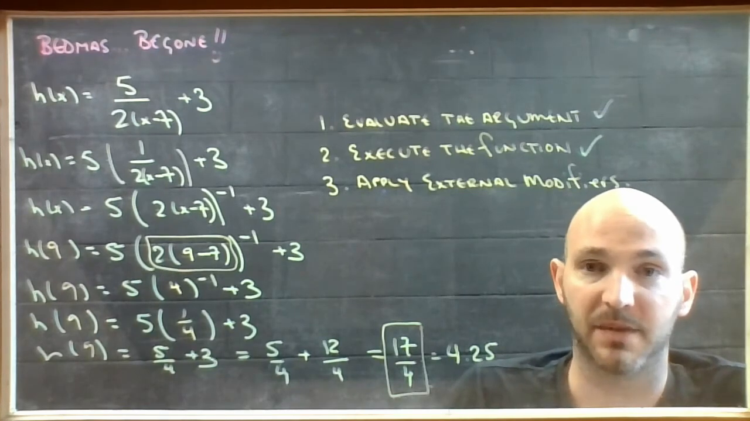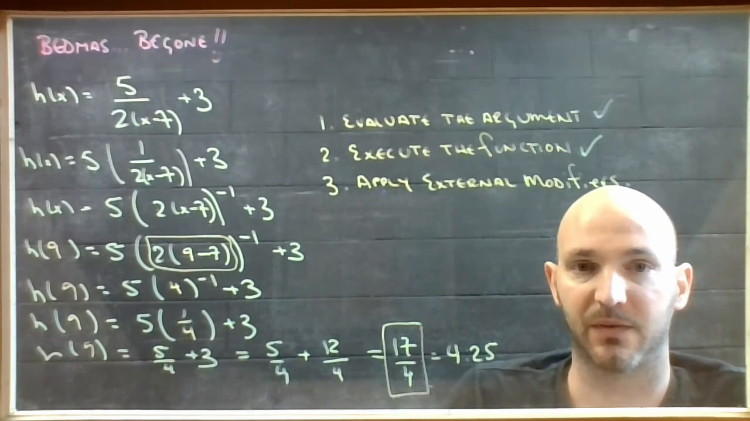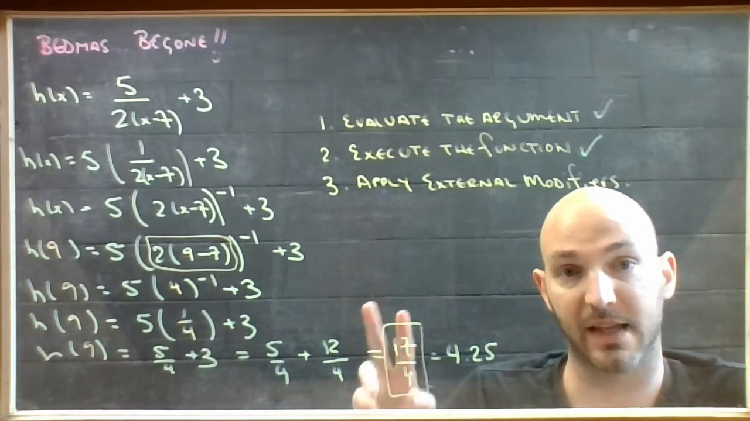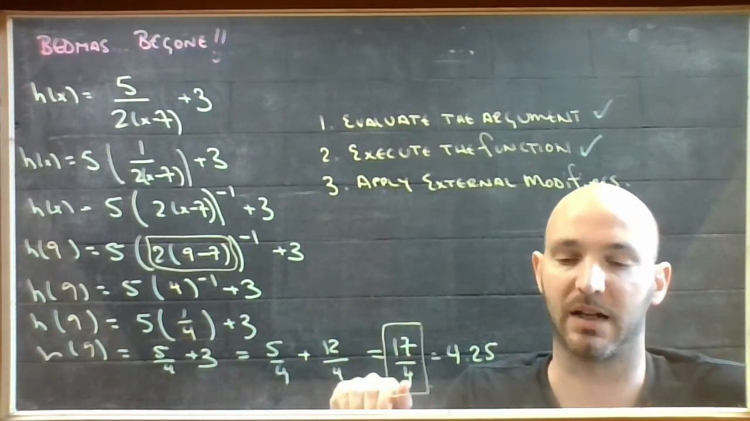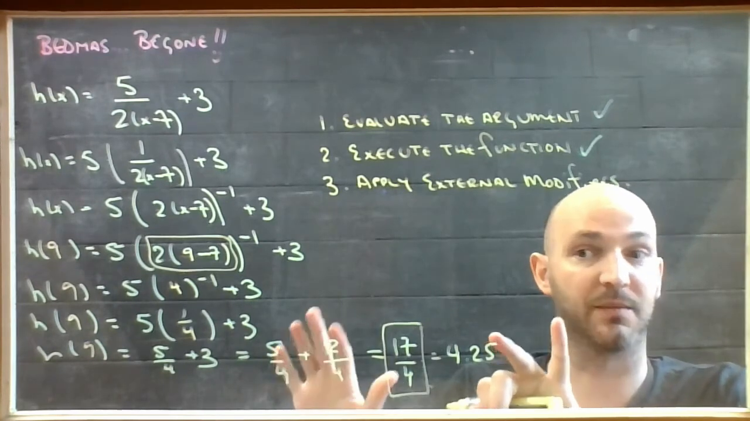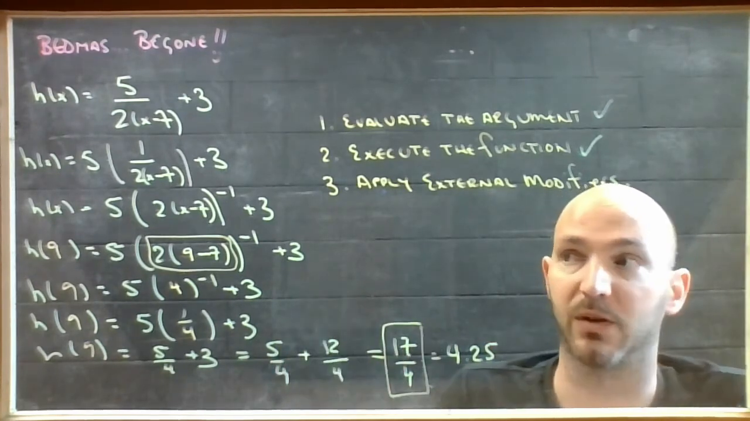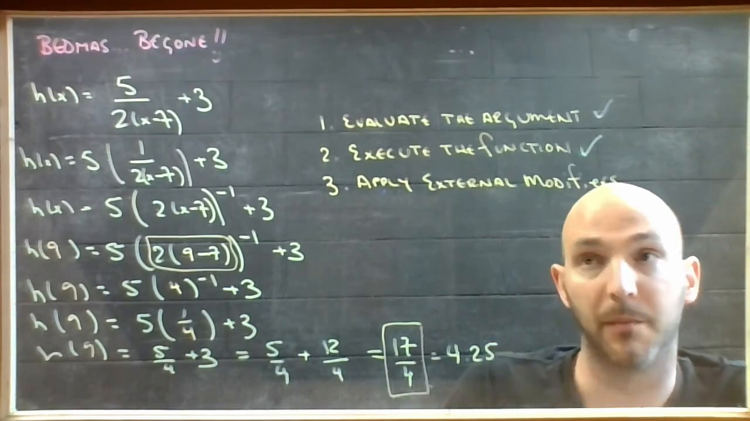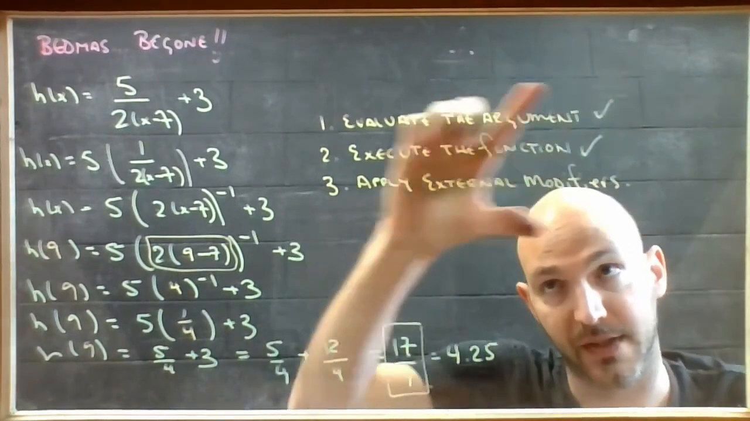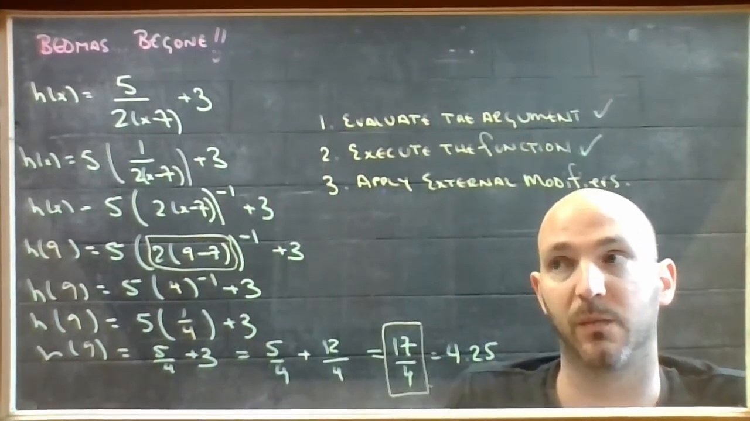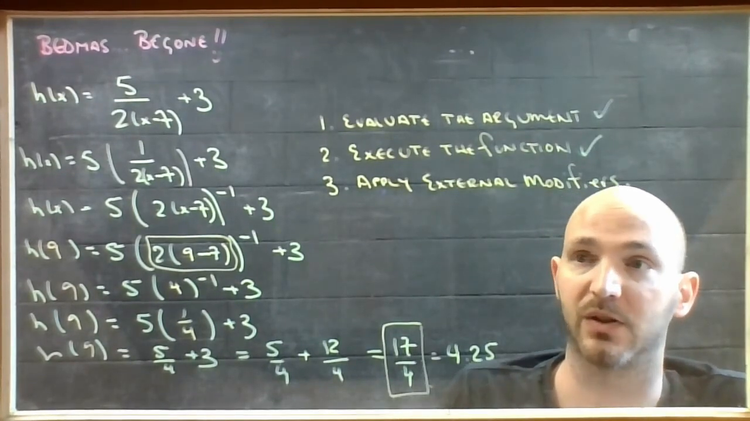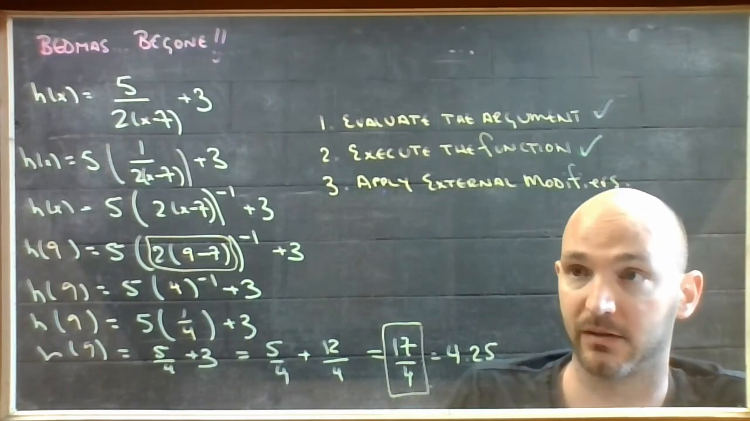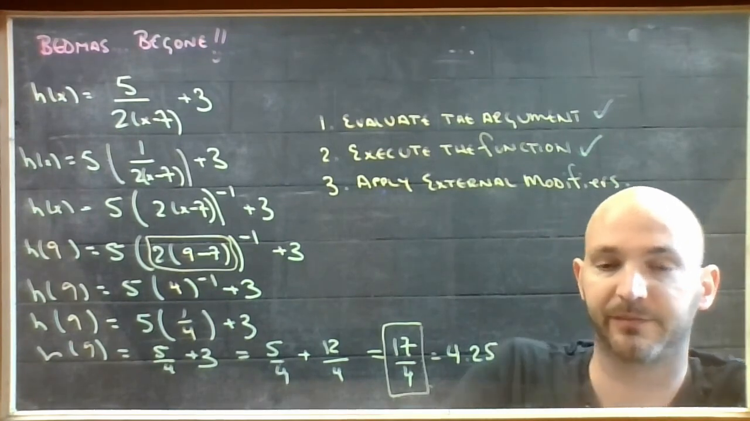So the practice problems have a whole mix of things from the different functions. They have sines and cosines, they have parabolas, they have cubics, they have rationals, radicals, exponentials, and logarithms, which are the 7 base functions that we're going to work with. But all 7 of those functions follow the same 3 sets of rules. You must evaluate the argument first, and then you must execute the function, and then, only then, do you apply the external modifiers.